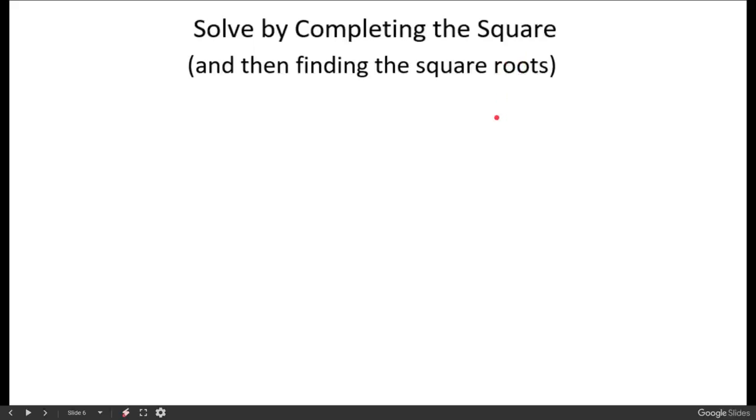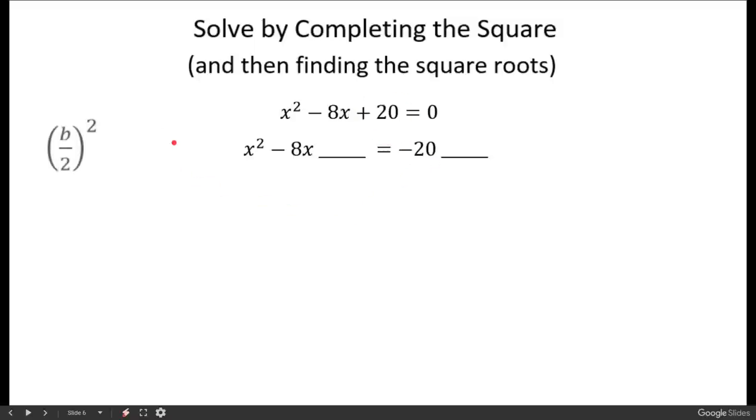Now the last one is solving by completing the square, and then you would use the finding the square root technique. So here we have one that is not easily factorable. So we're going to try to complete the square. And the first thing you want to do is move that constant over to the right. And then we're going to find the completing the square number. So that's going to be b divided by 2, squared. And b is -8. So we have -8 divided by 2 squared, which gives us -4 squared, which leaves us with 16. So we're going to add 16 to both sides.